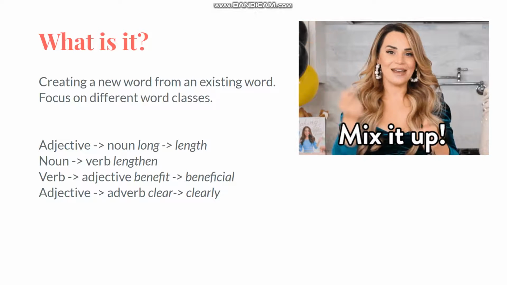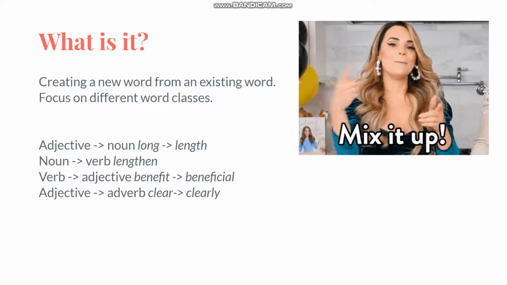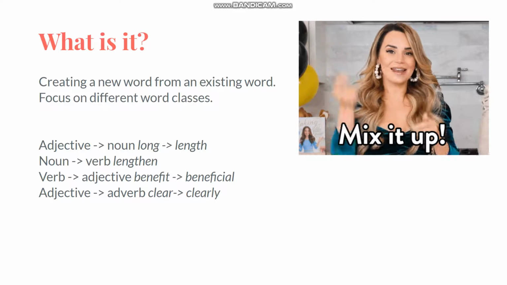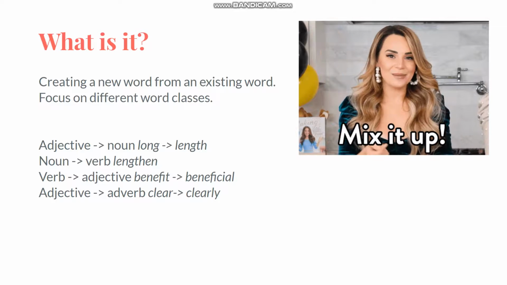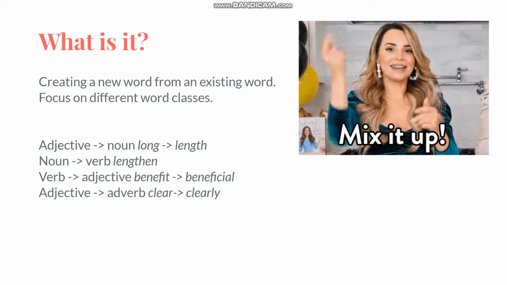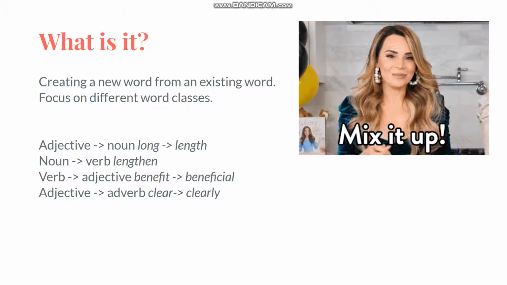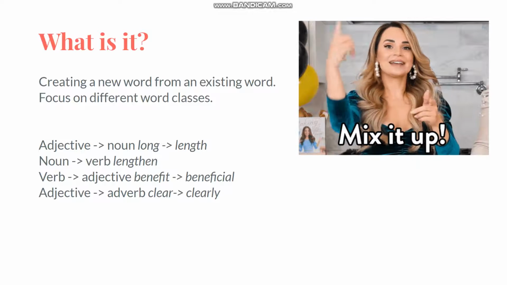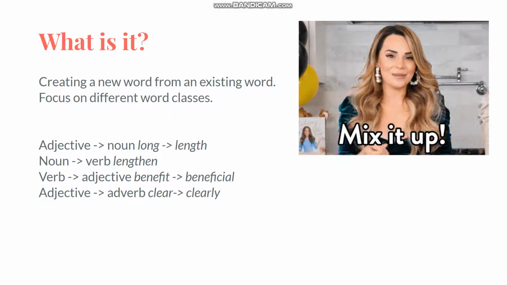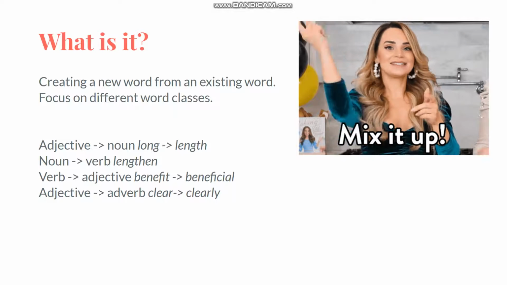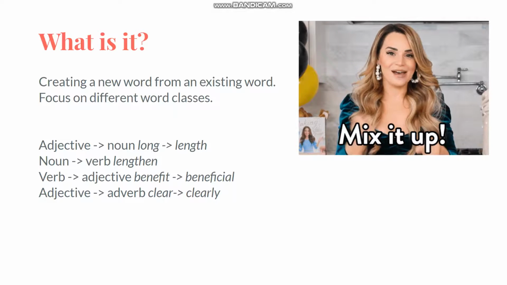So some examples to make the whole topic a bit easier. For example, I might need to make a noun out of an adjective. So length out of long. Because I need to talk about the length of my trousers to say how long they are. I might need to make a verb out of a noun. So I might want to say that because my trousers are short, I need to lengthen them.